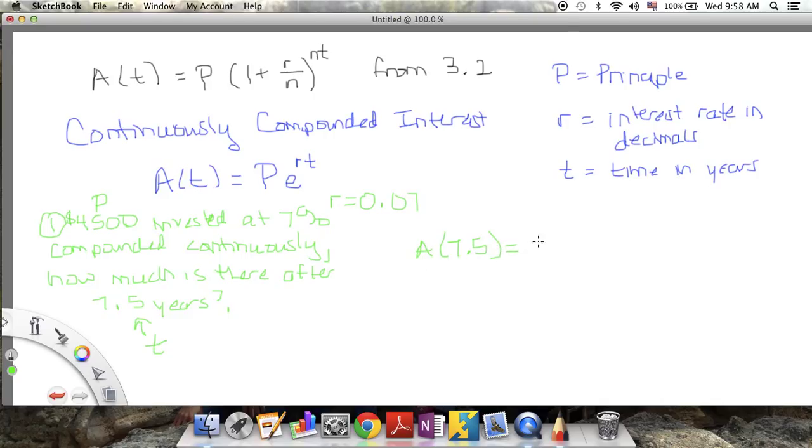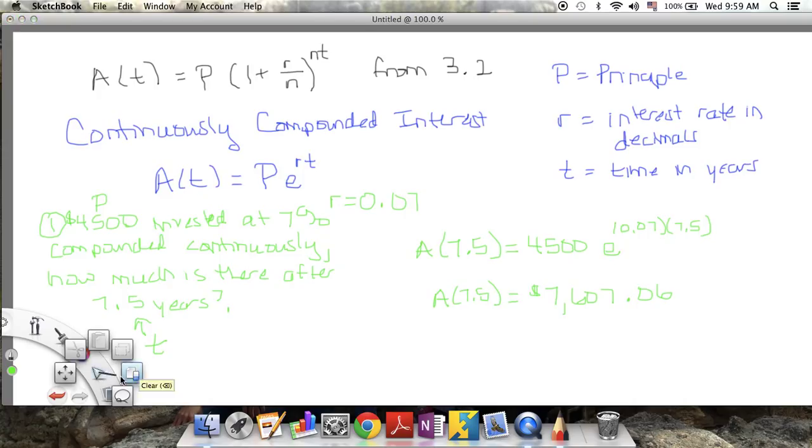So we plug it in. We have 4,500 times e to the 0.07 times 7.5. Plug that all in our calculator and we get our answer. A at 7.5 is $7,607.06. Remember, this is not multiplied. We do not have to divide by 7.5. All we're saying is we're looking at this particular function when t equals 7.5.